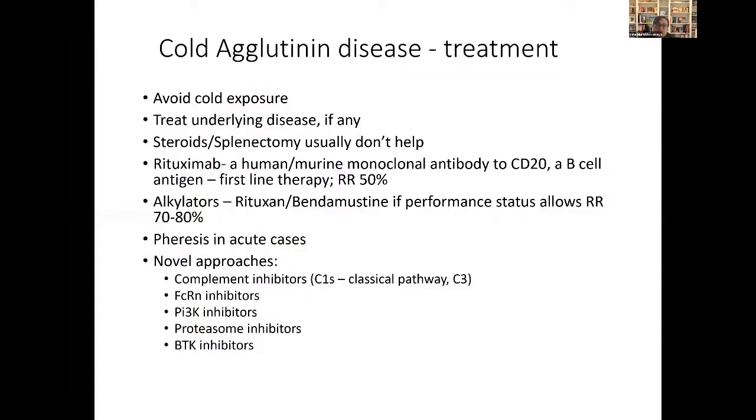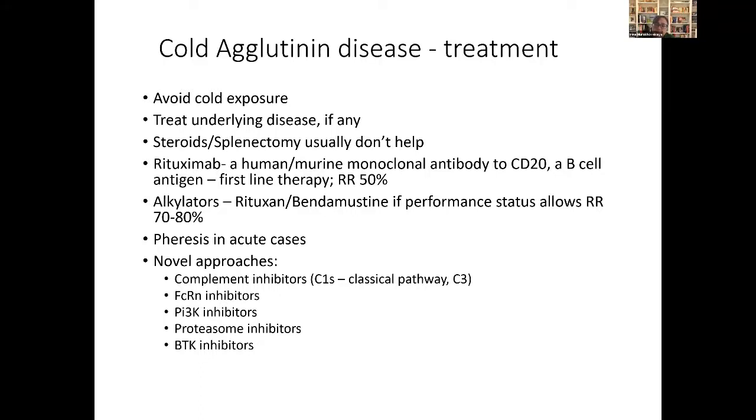In terms of treatment, as I've mentioned, we want to avoid cold exposure. We want to treat underlying disease if there is any. Steroids and splenectomy don't help. If you remember, the destruction of red cells takes place in the liver, so taking out the spleen is not going to be helpful. Steroids are really not helpful as well. Rituximab is the first-line therapy. It's associated with response rates of about 50% as a single agent, but really not much in the way of complete response rates, and it doesn't last that long.